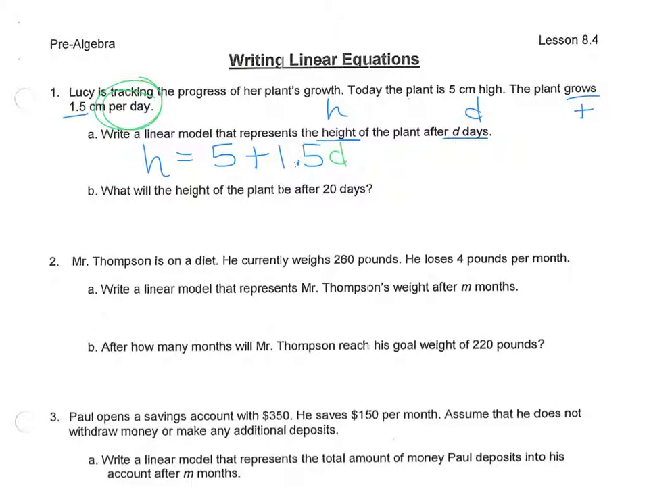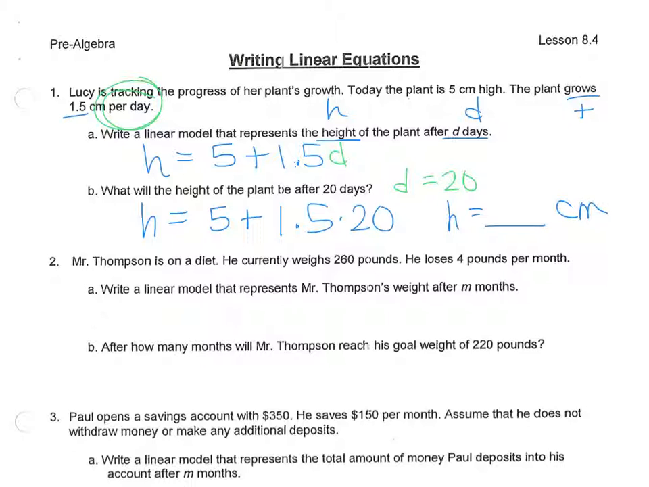Now B reads, what will the height of the plant be after 20 days? We want to know the height after 20 days, so we have to plug in D equals 20. So the height equals 5 plus 1.5 times 20, centimeters. 1.5 times 20 is 30, so 35 centimeters is the answer. Make sure you answer in units.